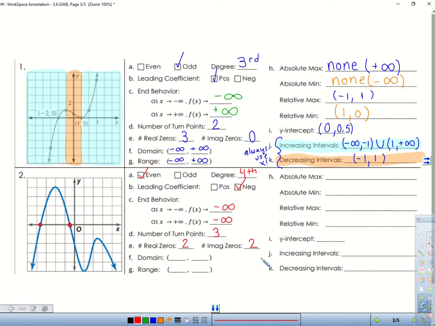Make sense? Yes. Alright. The domain for every single polynomial function is always negative infinity to positive infinity. Now, because this is even, there is a discrepancy in the range. The range does start from negative infinity, because range is bottom to top, or down to up. Remember? So it starts down at negative infinity, but does it go up forever? No.